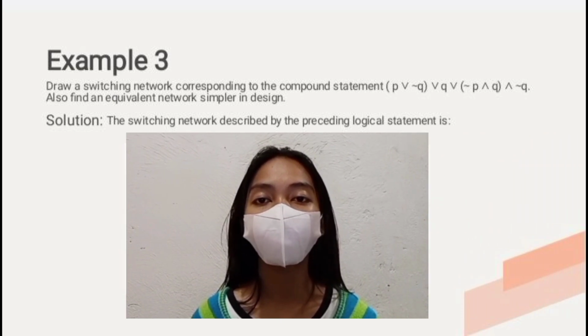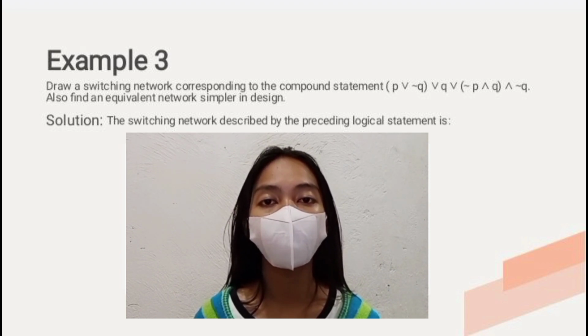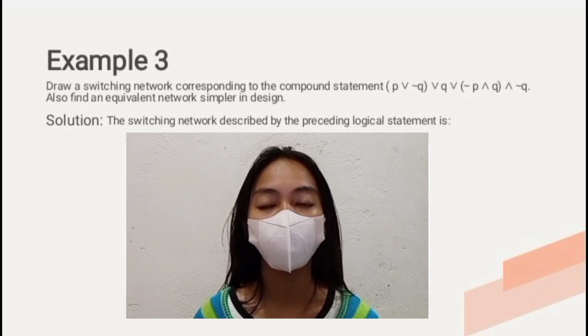We have here another example. Example 3. Draw a switching network corresponding to the compound statement (P or not Q) or (Q or not P) or (Q and not Q). Also, find an equivalent network simpler in design. So we are asked here to draw the switching network and find an equivalent network which is simpler.